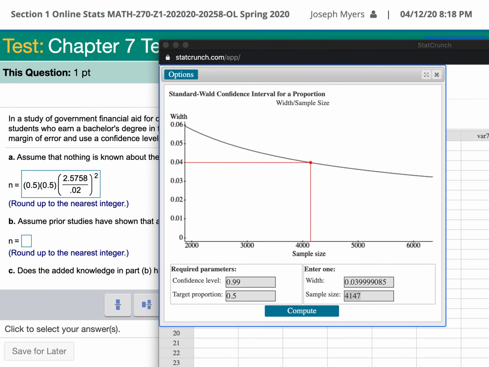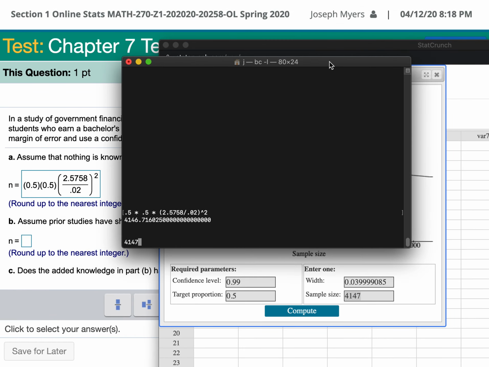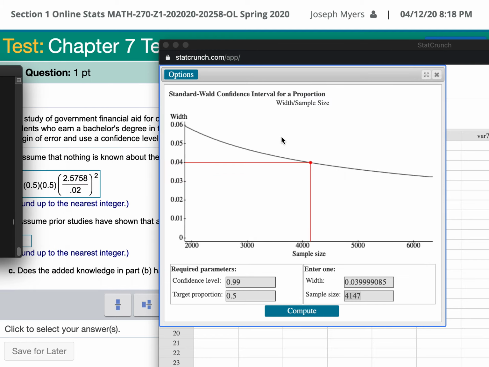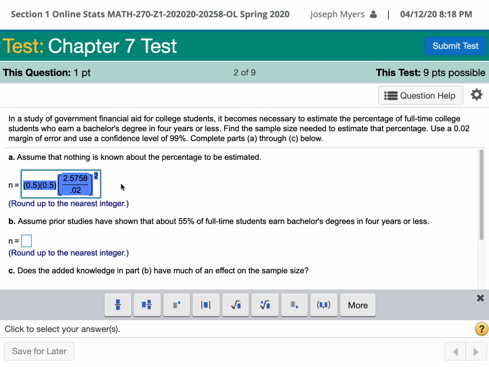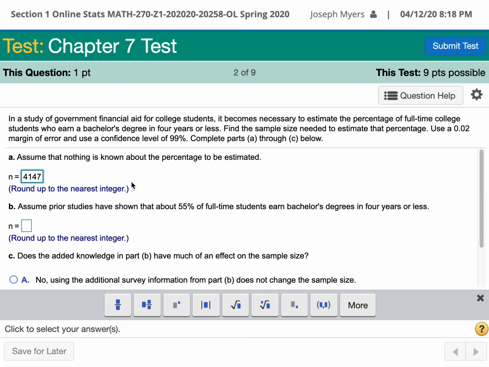So remember, we got 4146 rounds off to 4147 by doing it by hand, and then we also got 4147 by using the width sample size calculator in StatCrunch as well. So the correct answer is 4147. Now it says, assume that prior studies have shown that about 55% of full-time students earn bachelor's degrees in 4 years or less.